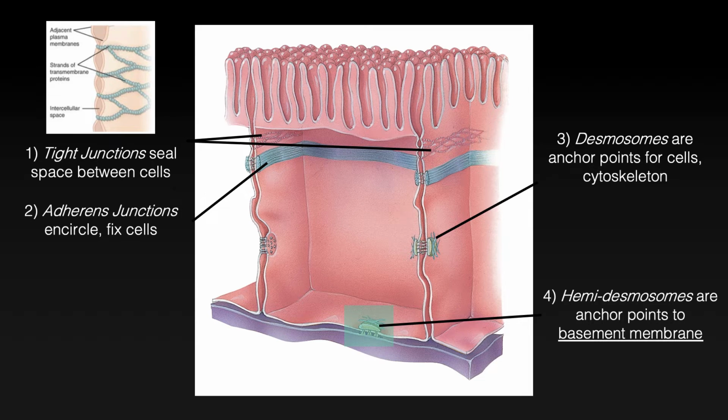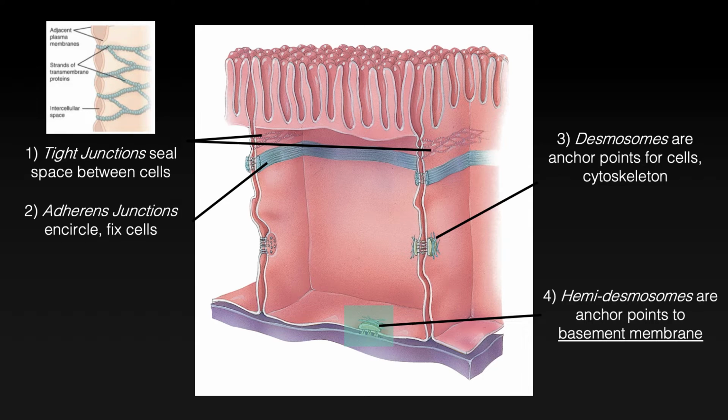Number 4, or really 3B, is very similar to the last type. It's also a desmosome, a spot weld, but this is a special type of spot weld in that hemidesmosomes anchor the cell to a basement membrane. Not to a neighboring cell, but to some other flat surface, a basement membrane. I'll come back and explain what that is shortly.